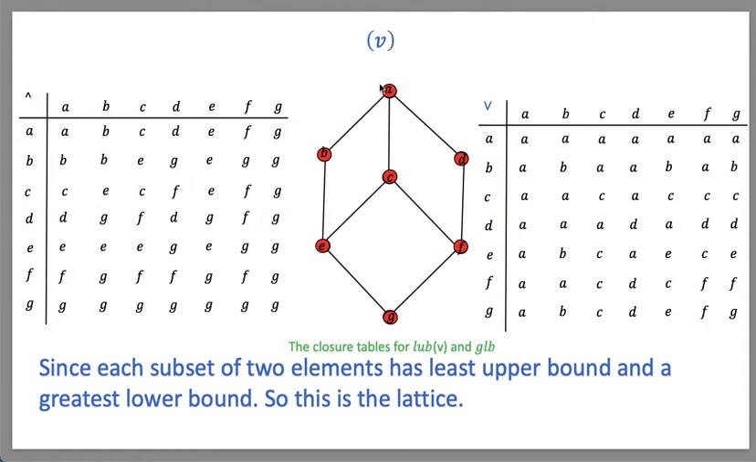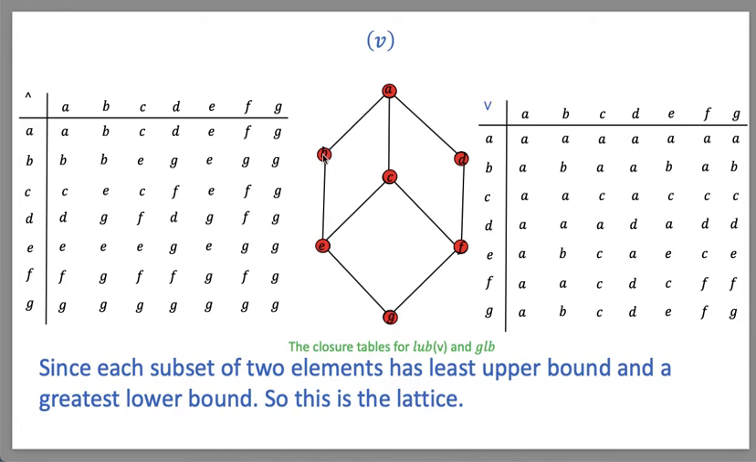Now one more example. Suppose this is the lattice. From this diagram also, here we have A, B, C, D, E, F and G. Here for the least upper bound, this is a table. Least upper bound of A and B is A, and C is A, and D is A, and E is A, and F is A, and G is A. This is a least upper bound.